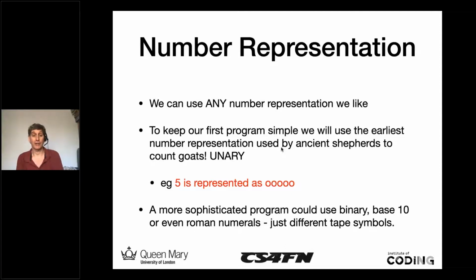It's the kind of thing ancient shepherds would have done if they were counting goats. You want to count your goats, you put a mark on a stick for every goat you see, and that's giving you a representation. So if you've got 5 marks, that means you've got 5 goats. Here I'm going to represent 5 as, say, 5 white circles, 5 buttons. And so the number you're representing is just the number of symbols you've got.